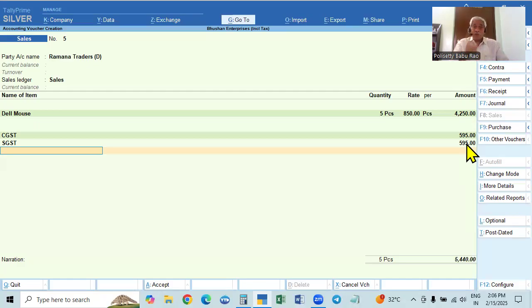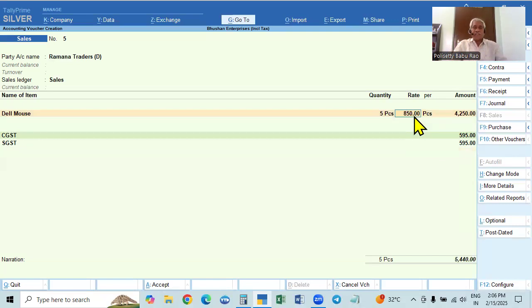Nobody can sell like that. They have to sell with one rate, that is the taxable value, and we have to calculate the tax in addition to that. So that is called, the rate is 850, tax is calculated separately. This is called the rate does not include tax. The tax is charged separately.